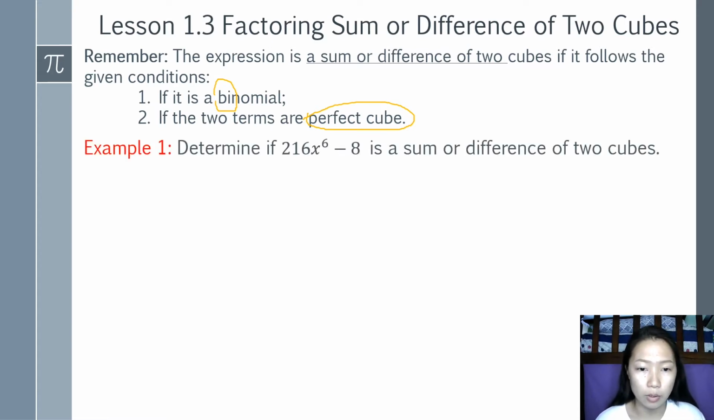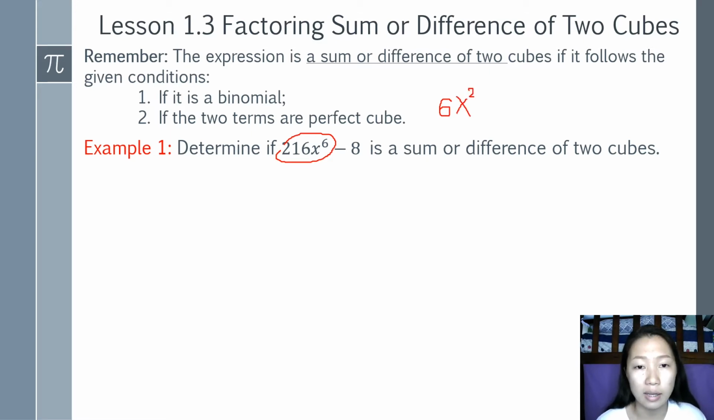Okay, example 1. Determine if 216x raised to 6 minus 8 is a sum or difference of two cubes. So, alamin natin kung nagsasatisfy ba yung dalawang condition sa given para masabi natin sum or difference of two cubes ang expression na to. 216x raised to 6 minus 8. What is the cube root of 216x raised to 6? The cube root of 216 is 6. And the cube root of x raised to 6 is x squared.